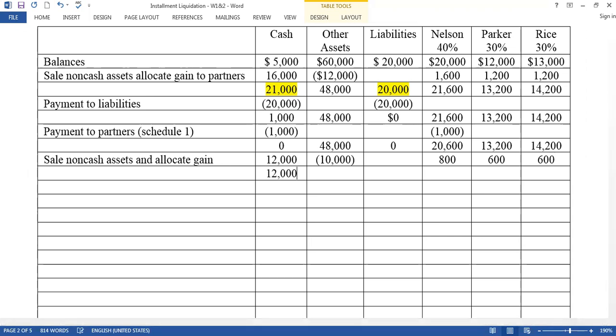Cash is now $12,000, and this is $38,000, and this is 0, and this is 21,400. 21,400, right? Am I right? Then 13,800, and 14,800. This is the remaining balance, right?